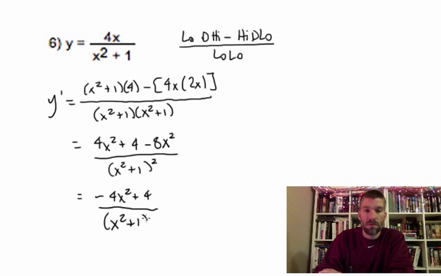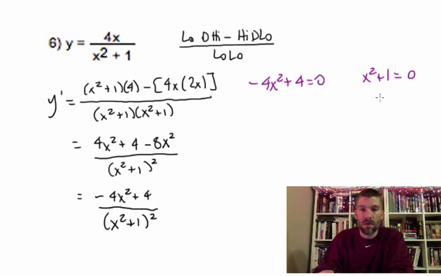Now, what we want to do is discover where the top equals 0, negative 4x squared plus 4, and where the bottom equals 0. And we can just work with that x squared plus 1 part. We don't need to worry about it being squared out. So over here we're going to have negative 4x squared equals negative 4. We're going to have x squared equals 1. And we're going to have x equals plus or minus 1.